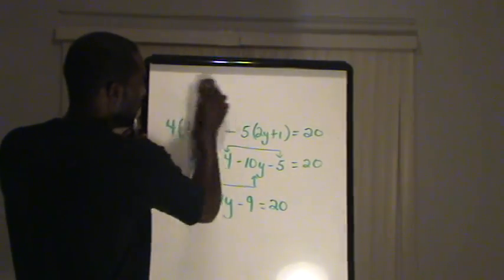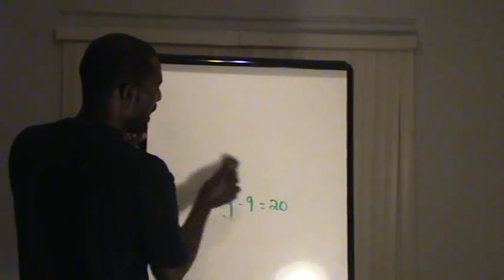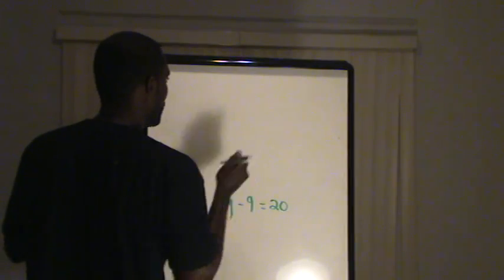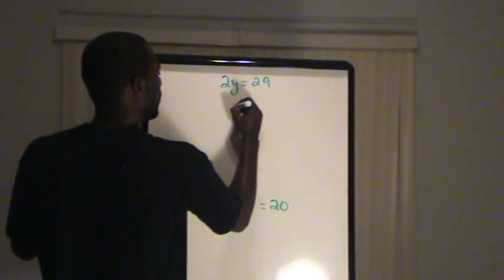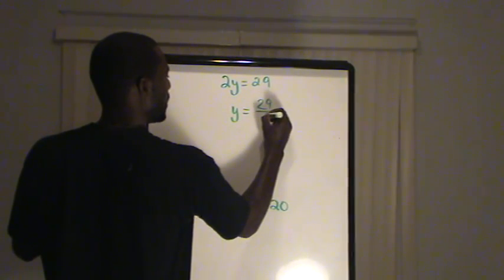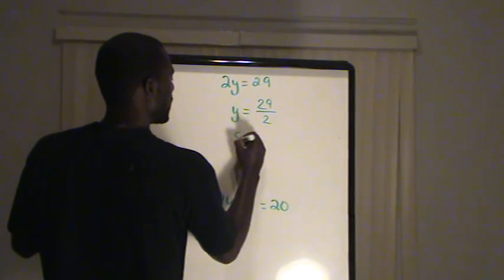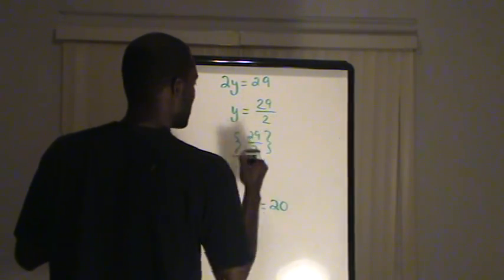First thing we do is we add 9 to both sides, and we'll see that we have 2y is equal to 29. And last move, we divide both sides by 2. And so our solution set here is y is equal to 29 over 2. And so some of the problems will use the brace to denote the solution set, but that's fine.